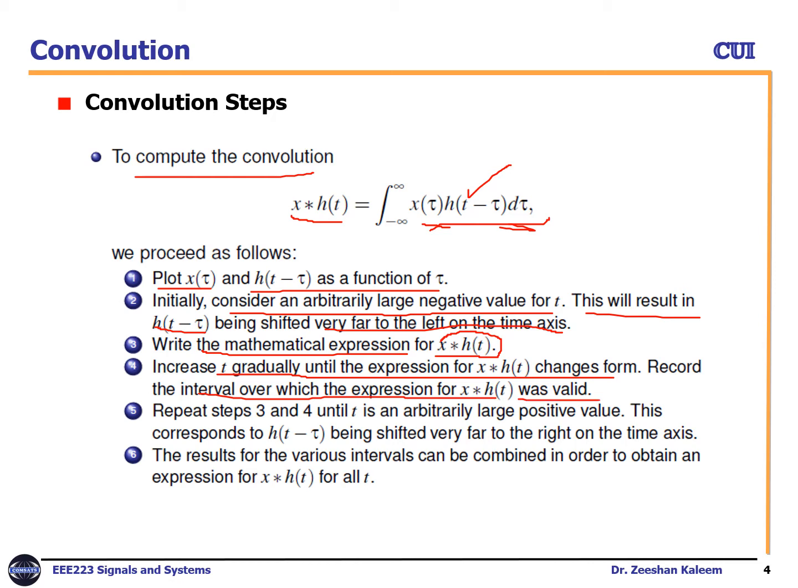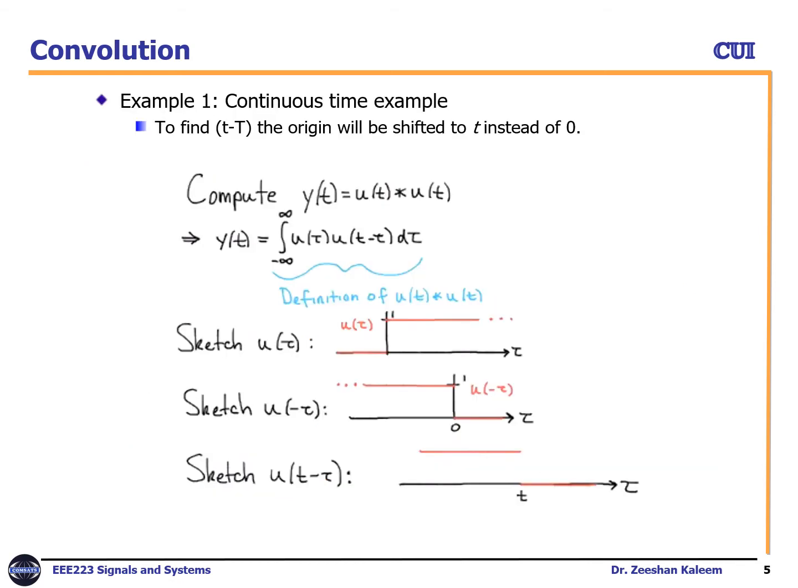Then repeat these two steps, 3 and 4, until t is an arbitrary large positive value. This corresponds to h(t minus tau) being shifted very far to the right on the time axis. Then the results for the various intervals can be combined in order to obtain an expression for x * h of t. Then finally we will plot and write the equation as well. Okay, let's discuss some examples to clarify the idea which we studied up to now.